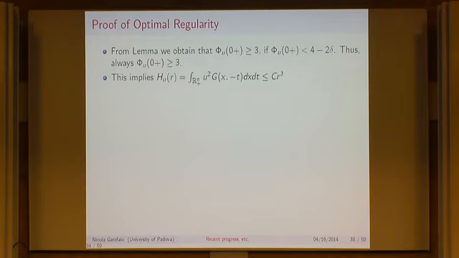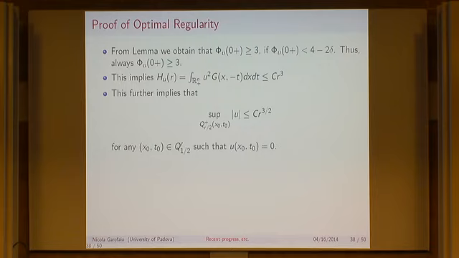So that implies that the height function has to grow at most like r cubed. But now we have to work a little bit. We have to prove some a priori estimates in Gaussian spaces, so as to replace elliptic theory. Then we show that the supremum of u on Q plus r over 2 is controlled by a constant times r to the 3 halves.